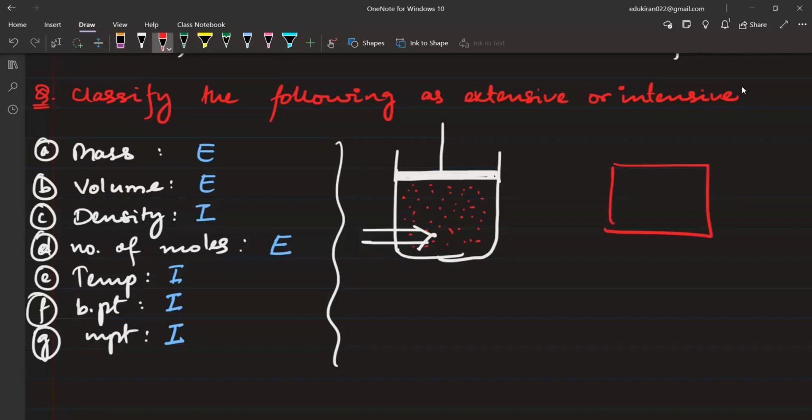If I have a rigid boundary and I add more and more gas, the gas has nowhere to go but to apply more and more pressure. And the pressure will also increase as I increase the mass of the gas.